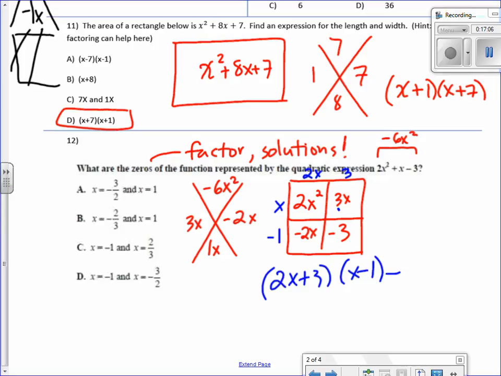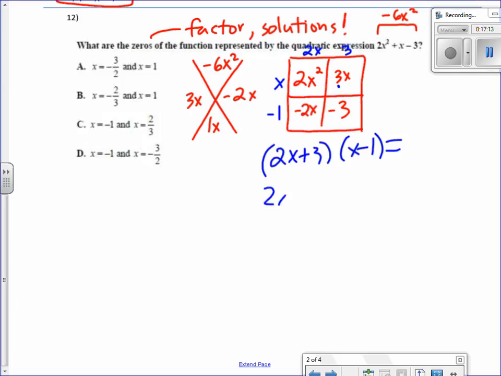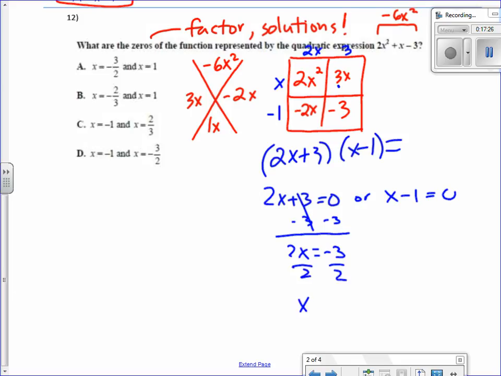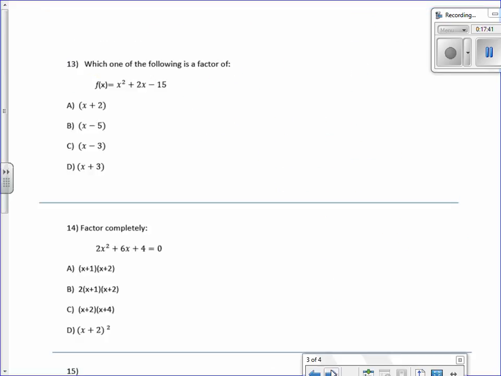So we're going to have to set this equal to 0 in this case. So then I can come back and say, well, 2x plus 3 equals 0. x minus 1 equals 0. I'm going to subtract 3 from both sides. I get 2x equals negative 3. Divide both sides by 2. x equals negative 3 over 2. Here, I'm going to add 1 to both sides. x equals 1. And let's see. Looks like the answer is A, because it has the same numbers that we got. All right? Almost done here.